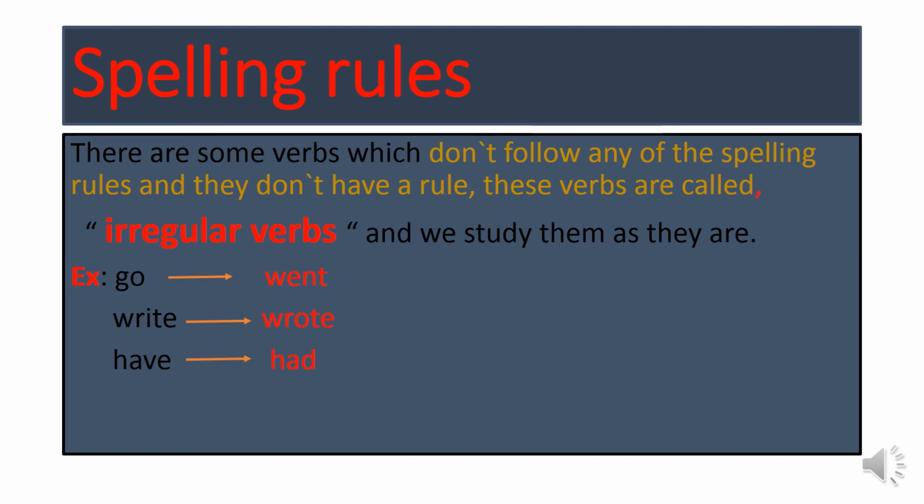We have some verbs in English. These verbs are called irregular verbs because they don't follow any of the spelling rules. They change from present into past without any rule. So you have to study them as they are. Like go, the past form of go is went, the past form of write is wrote, the past form of have is had.